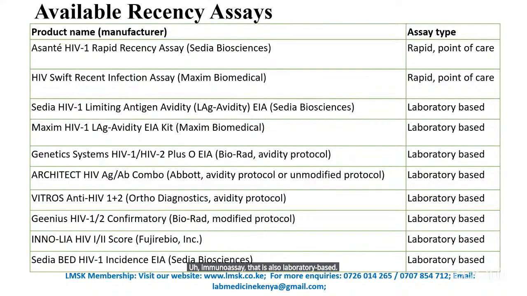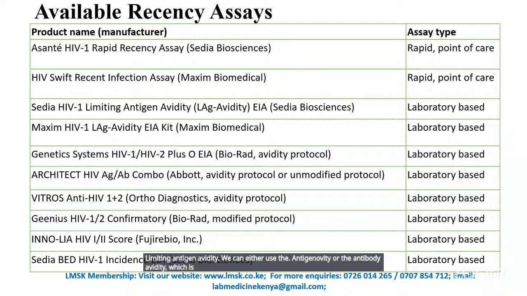So far, the rapid or point of care recency assays we have in the market are the first two, the Asante and the HIV Swift Recent Infection Assay. And for what we're using as the ELISA confirmatory test for the recency, we are using the HIV-1 limiting antigen avidity. We can either use the antigen avidity or the antibody avidity, which is a laboratory-based test for confirming our recency.